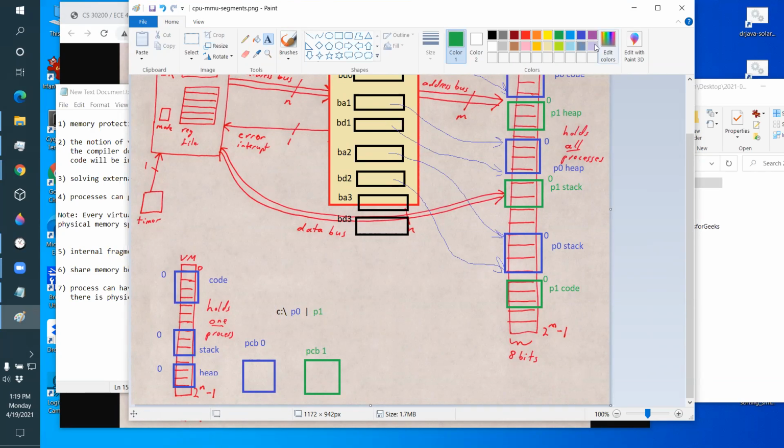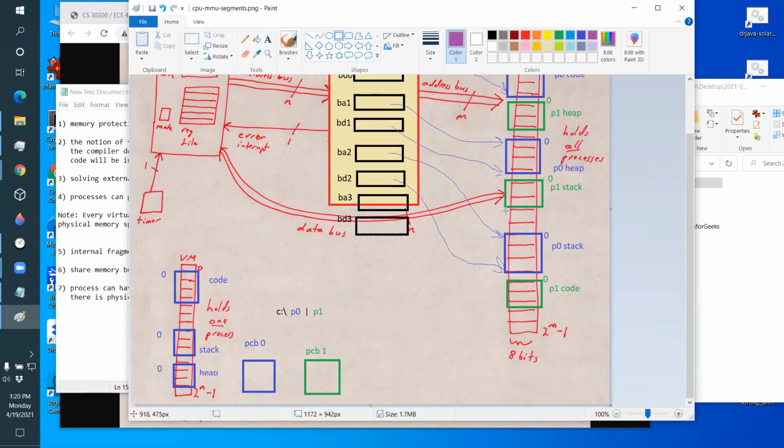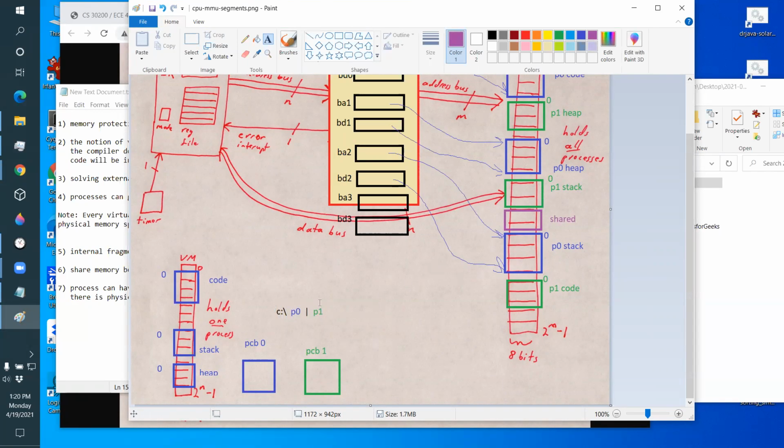So what we'll do is we'll create a shared segment down here. I'll make it purple. I'll fit it right in here. Here's a purple segment. Okay, and I'll make this a shared segment. Oh, I should have drawn the pipe symbol in purple if I was thinking ahead. The pipe is going to be the shared segment. The pipe symbol is going to be represented by this shared segment.